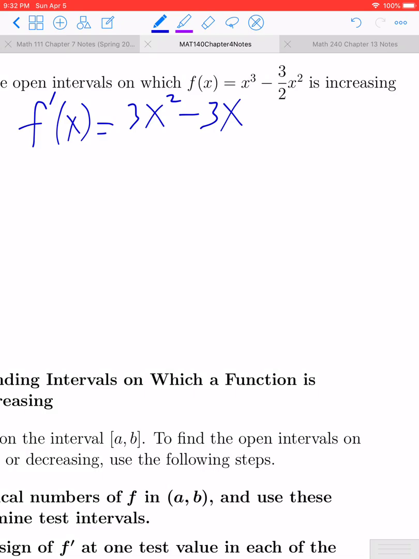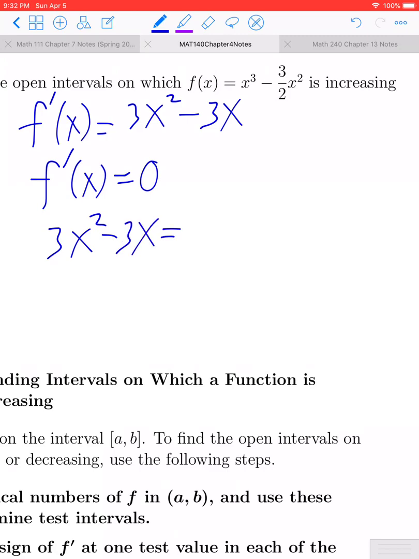What we're now going to do is figure out exactly where this derivative is going to be equal to 0, or potentially where it is undefined. We want to look for those critical numbers. Well, f prime of x is equal to 0 precisely when 3x squared minus 3x equals 0. It's a polynomial equation. We can pull out the GCF. We can factor out a 3x. That'll leave us with x minus 1 equals 0.